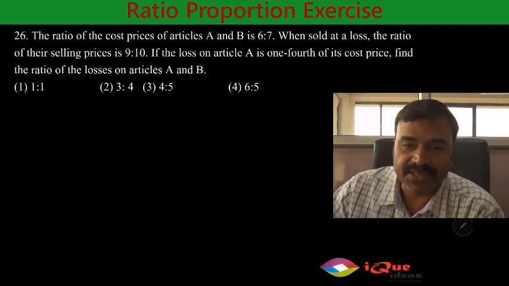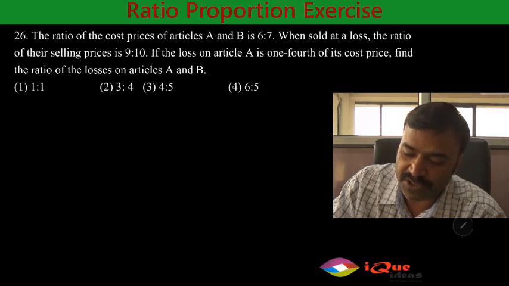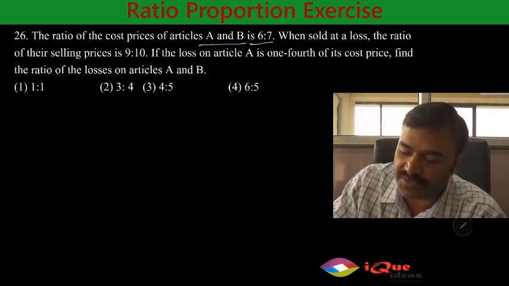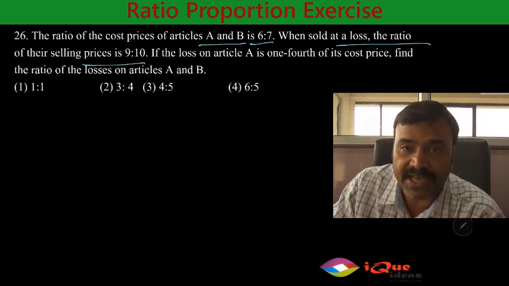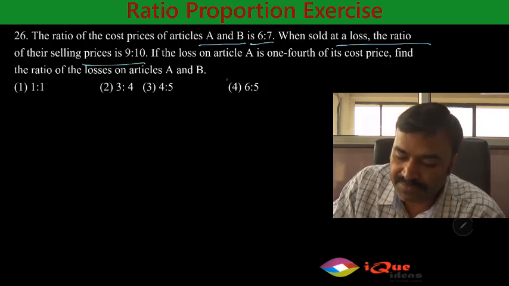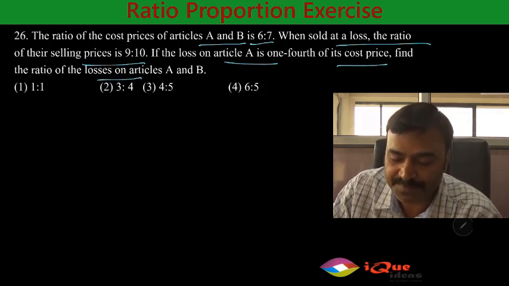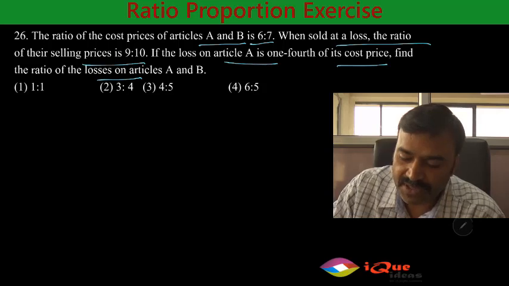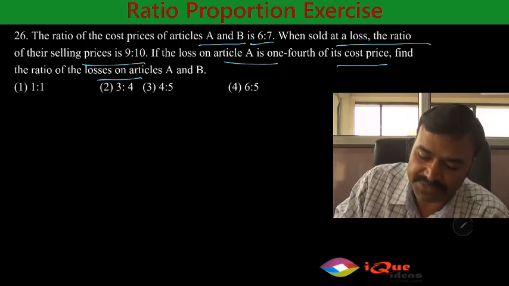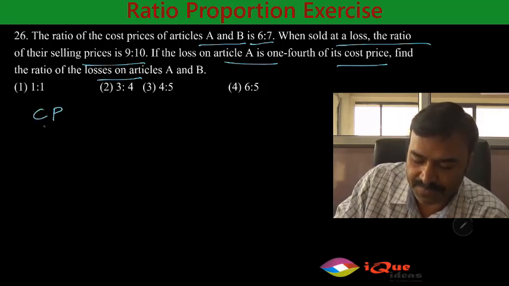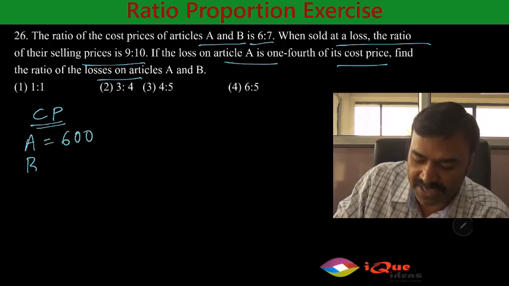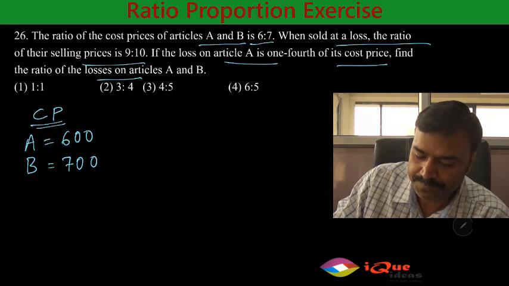Now the next question, it says the ratio of the cost prices of article A and B is 6:7. When sold at a loss, the ratio of their selling prices is 9:10. If the loss on article A is 1/4 of the cost price, find the ratio of losses on articles A and B. Alright. Let's simply take the cost prices of A as 600, of B as 700.